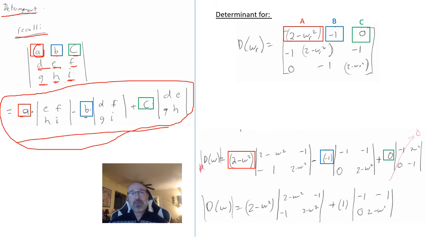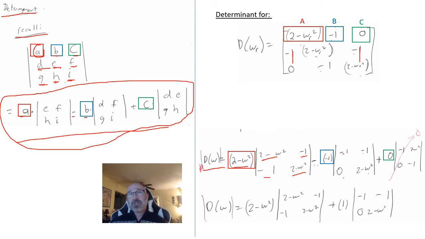We end up with, when we take the determinant of our matrix D of omega r, this relationship here. D of omega r is equal to our A value, which is 2 minus omega squared, times this part of our matrix down here. Boom, boom, there and there. So this is 2 minus omega r squared minus 1, 2 minus omega squared again. So now this is minus, right there, minus times our B. So it's a double negative, minus a negative 1 from that there, times now the 2 outside, this here and this here. So negative 1, 0, 2 minus omega r squared.